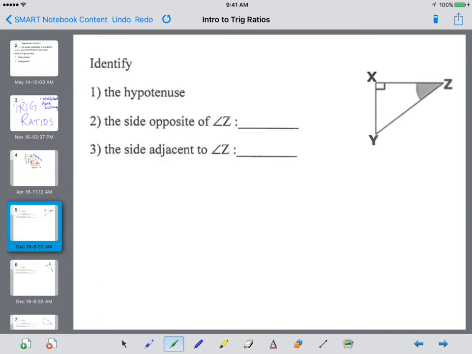In this first example, it says to identify the hypotenuse, the opposite side of angle Z, and the adjacent side to angle Z. So when we're talking about this angle Z, the side opposite it would be across from the triangle, and that would be side XY. The hypotenuse is always across from the right angle, which would be side ZY. And the adjacent side to angle Z, the side right next to angle Z, would be right here. It would be XZ.